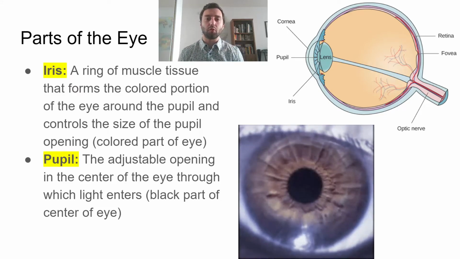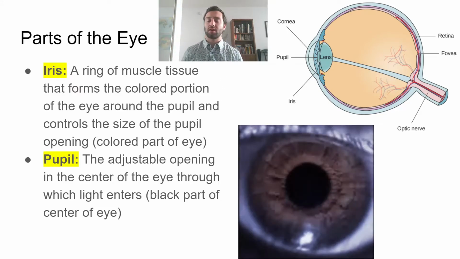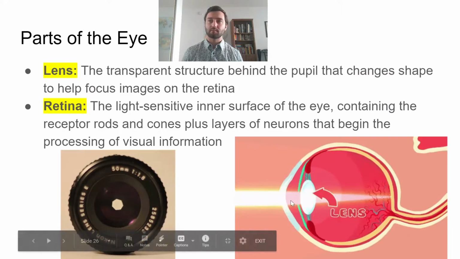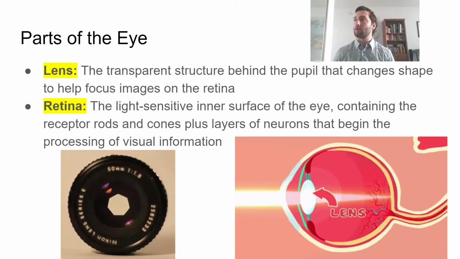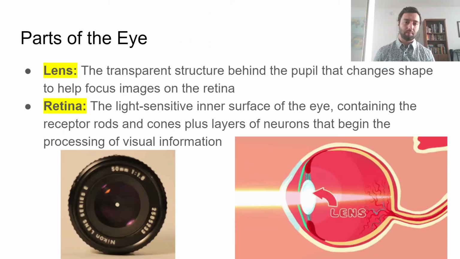Again, that's going to be really important for seeing at night, and we'll talk more about that a little bit later. Then we get to our lens and our retina.